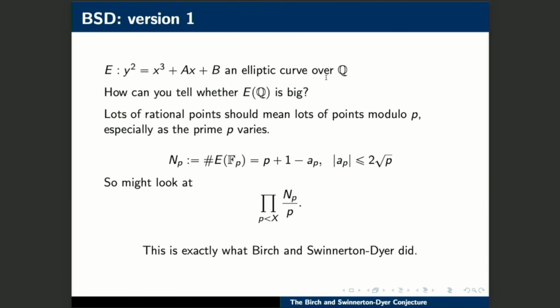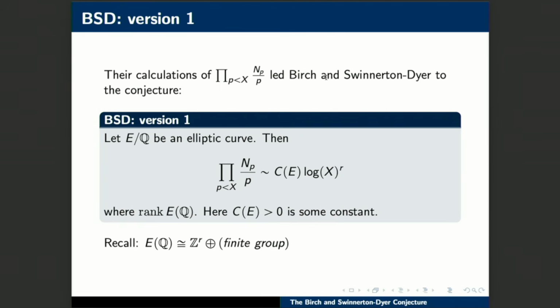The number of solutions mod p is basically p, and then there's an error term, and if you count the point at infinity, the error term is bounded by just twice the square root of p. And so you might look at the number of points mod p divided by the expected number of points, which is roughly p. Look at what happens as p varies, maybe take the product. And this is exactly what Birch and Swinnerton-Dyer did. So they did computations in the late 50s of these quantities. And that led them to a conjecture.